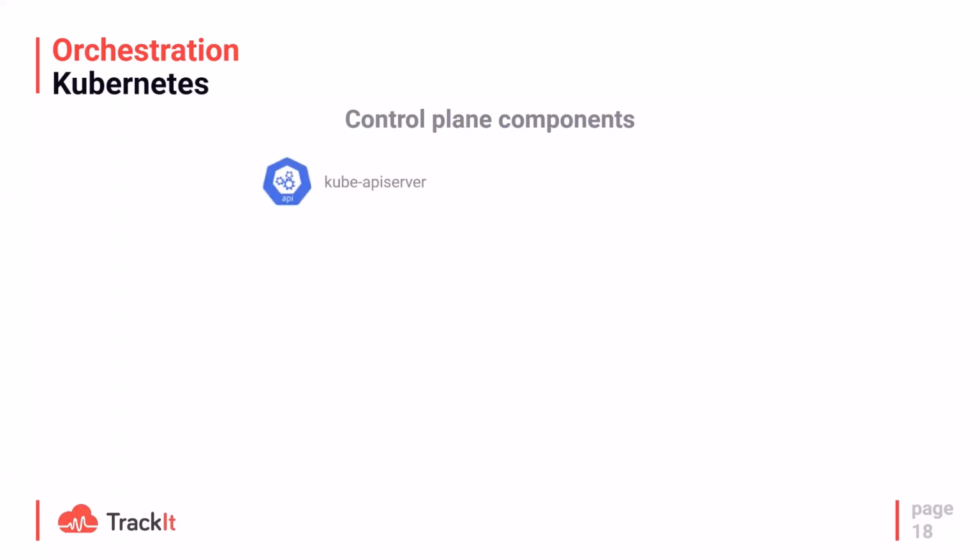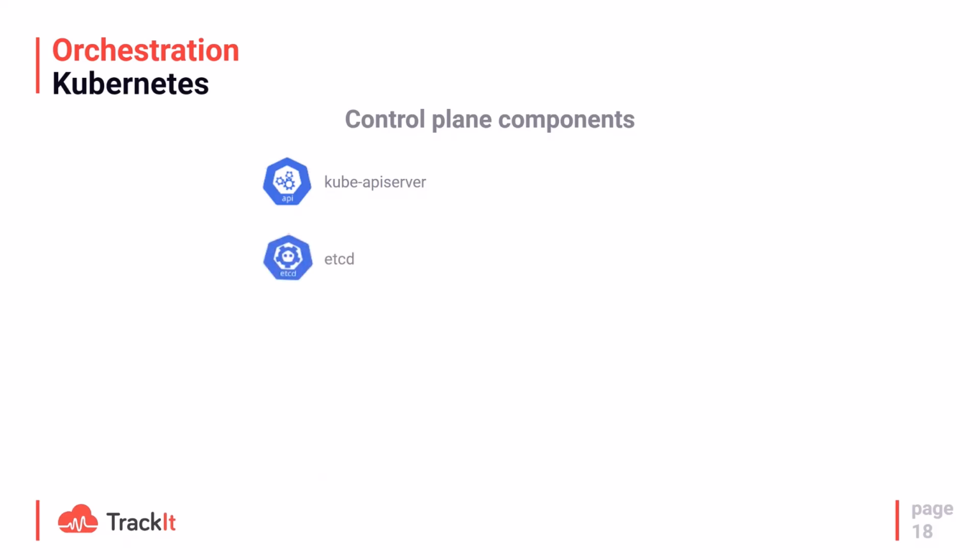So the first component is the Kube API server. The Kube API server has its name perfectly named. It's just an HTTP API that will allow you to manage the cluster. That's your entry point to send up new configuration and update the current one.